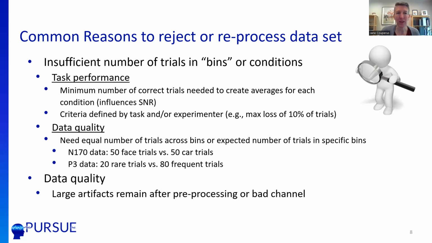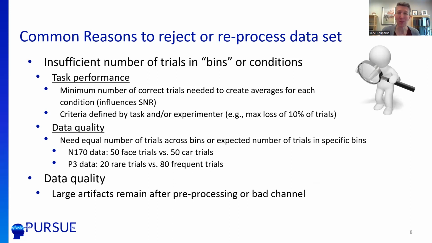Or if we're doing P300 data and we have 20 rare trials and 80 frequent trials, are we getting roughly about those proportions? Even if they're not exact, right? You're going to lose some trials, but you want to make sure that the proportion is roughly what you'd anticipate and that there are enough of them.